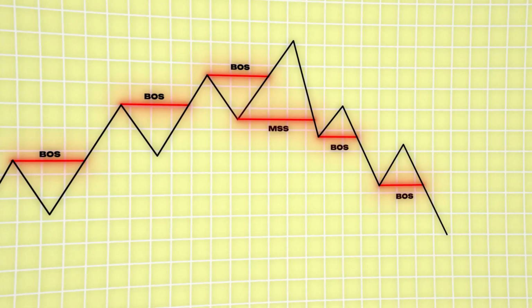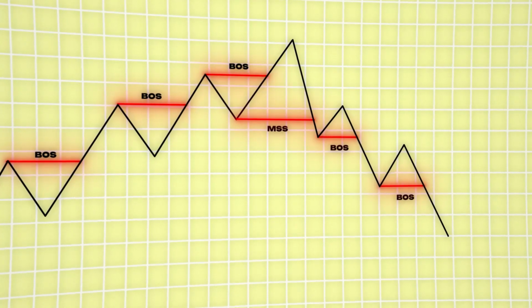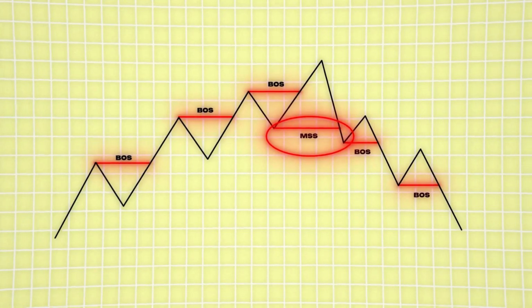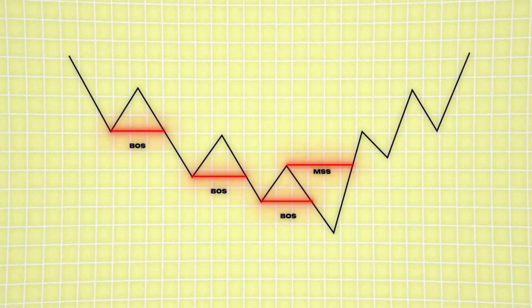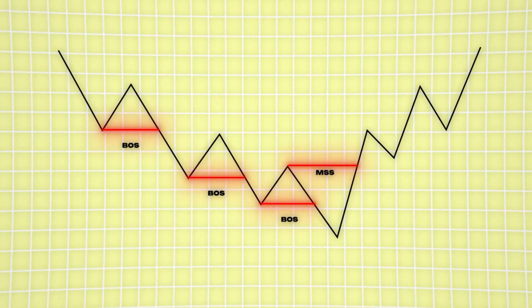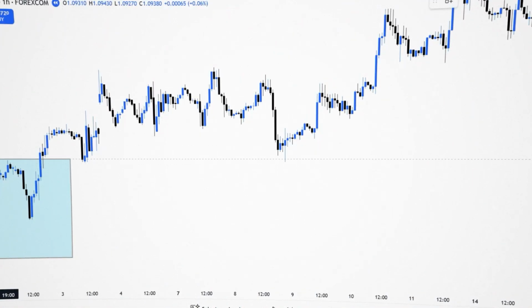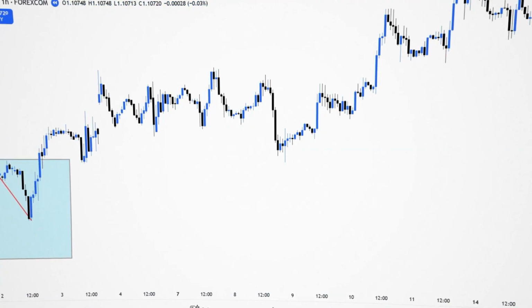In an uptrend, MSS happens when price breaks the last higher low to the downside. In a downtrend, MSS happens when price breaks the last lower high to the upside. This is the moment when the market begins to show signs that the current trend may be ending. Try applying this method on your charts. After just a few attempts, you will start to see how logical and how simple market structure really is.